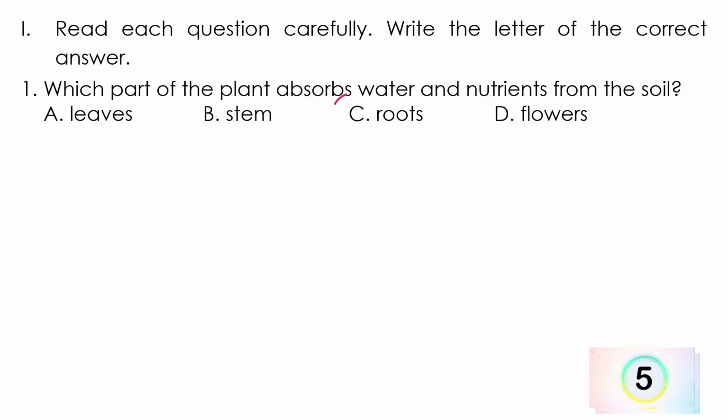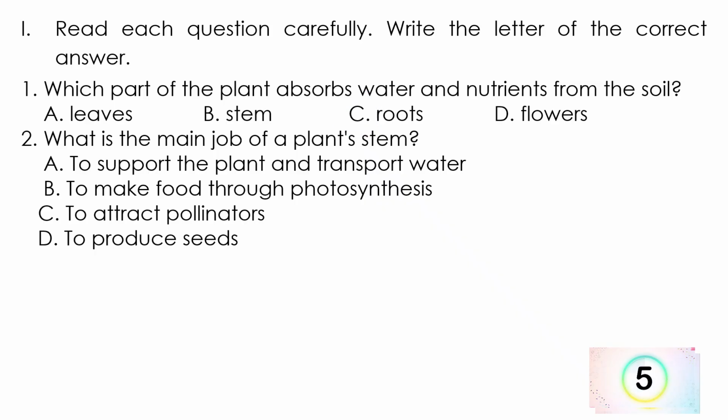For number 2, what is the main job of a plant stem? A. To support the plant and transport water. B. To make food through photosynthesis. C. To attract pollinators. D. To produce seeds. Correct answer is letter A. To support the plant and transport water.